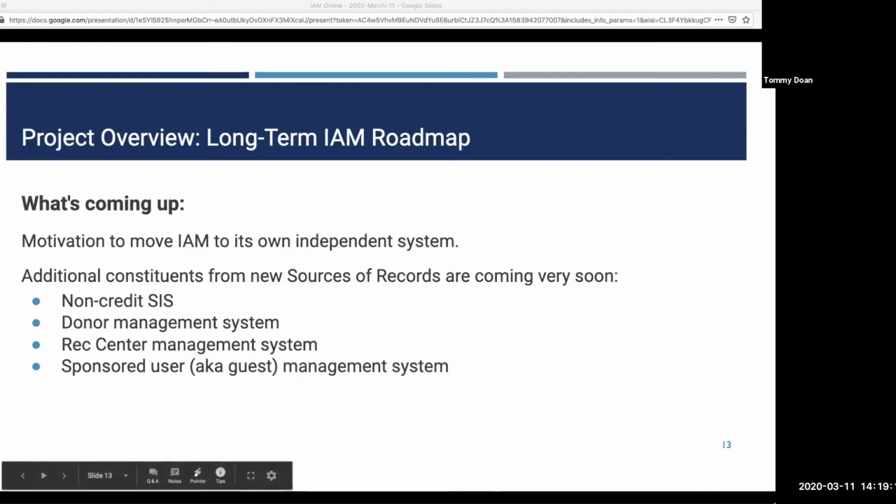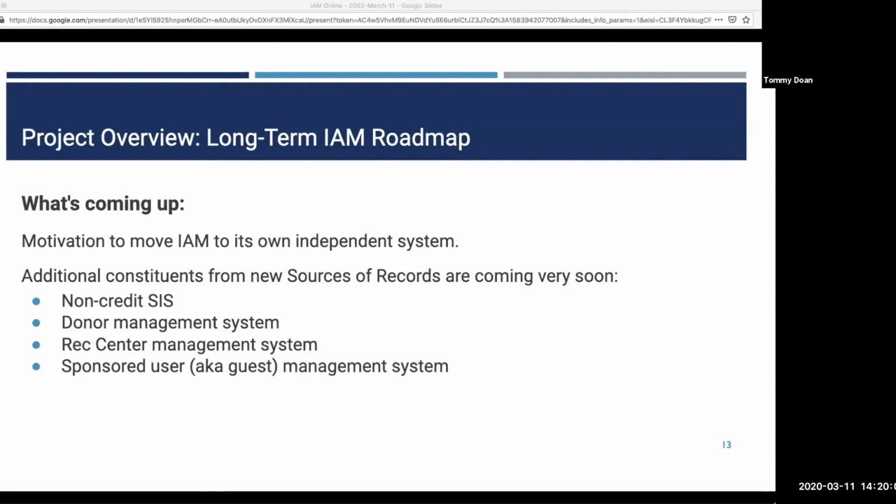So that brings us to what's coming up for us, and we've found some new motivation to move our provisioning system, really to grow it into a full IAM program, and a big part of that for us is going to be to transition our provisioning system out of PeopleSoft to its own independent system. So we do plan to be on PeopleSoft as a university for the foreseeable future. There's no plans to move away from PeopleSoft.